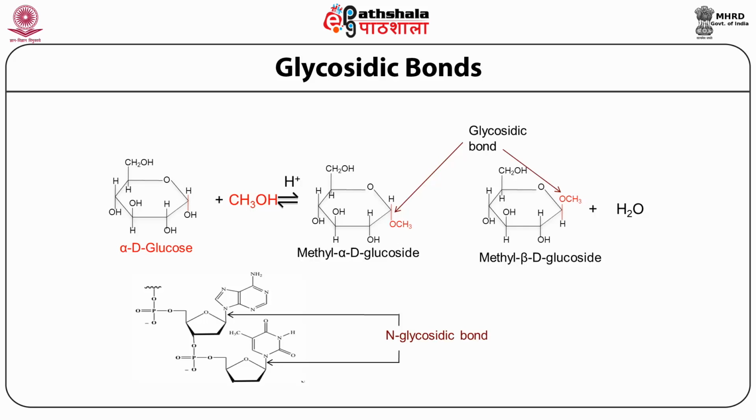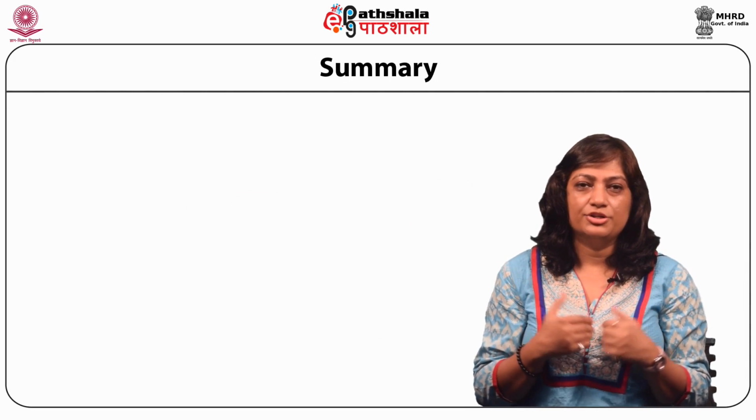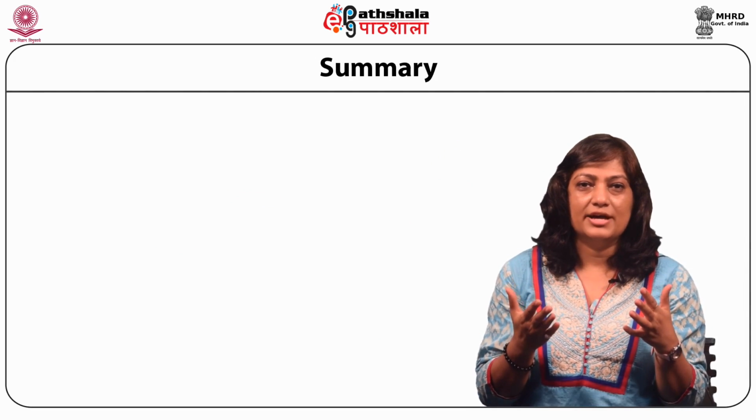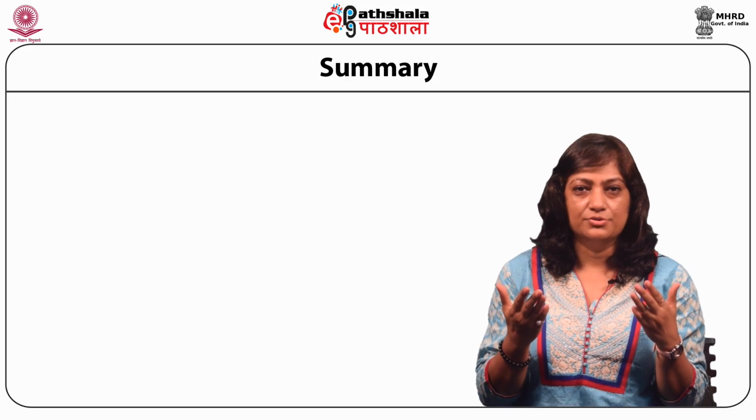So with this, we have come to an end of this module, and we have seen how carbohydrates are important and how two monomers are linked through a glycosidic bond in order to build long-chain carbohydrates. So now let's move on and have a look at what we have learned from this particular module. So with this, we come to the end of the module. Let us go ahead and summarize what we have learned in this entire module.